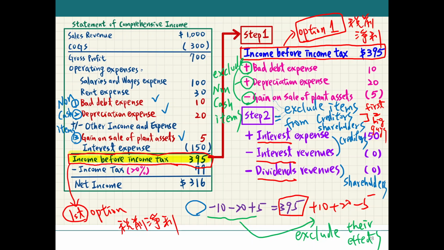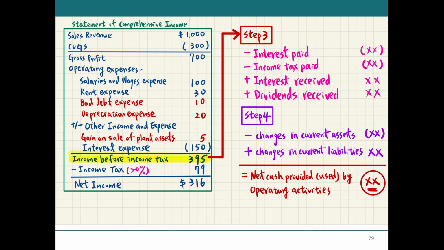Okay, so step 1, exclude non-cash items. Step 2, exclude items from the first 2 big guys, creditors and shareholders. Why? Because we want to know the information from step 3. So what's step 3? We want to know these 3 big guys' cash flow. How much money do I pay to the creditors? How much money do I pay to the government? How much money do I pay to shareholders? So step 3 is the information we want to know.